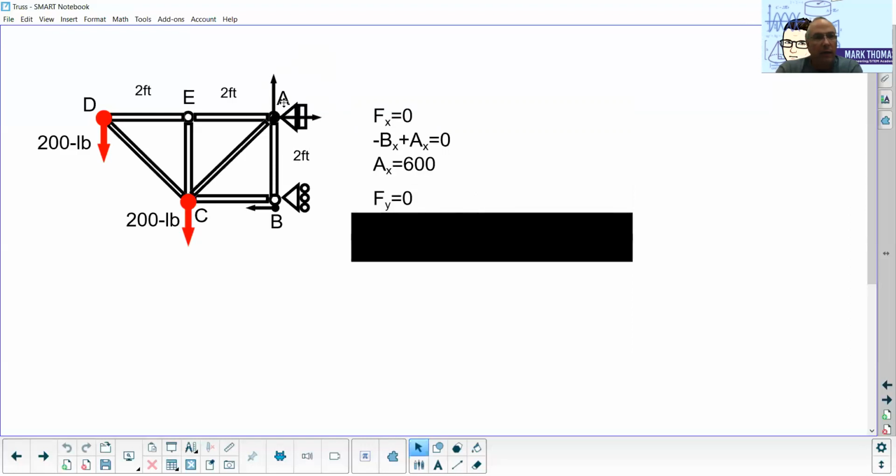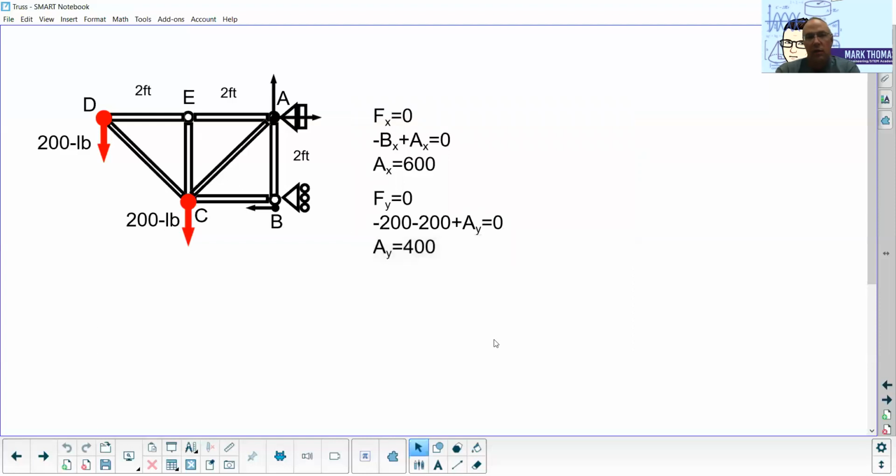So in the y direction, I have up, and then these two down. So I need to be consistent with my pluses and minuses. So 200 down, positive a sub y up. And I solve this, and I get a sub y equals 400. So I now know the three black forces that we have here, these reaction forces.